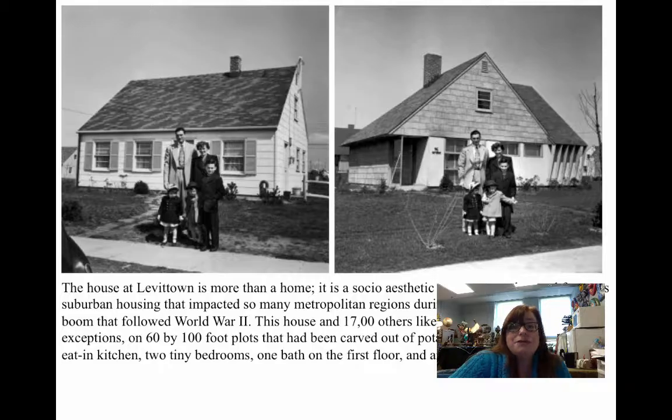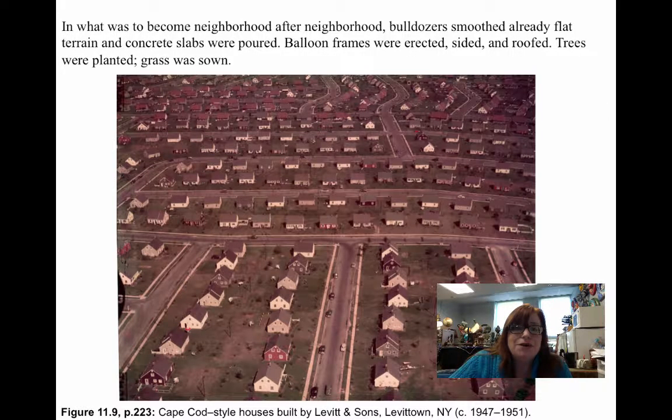And well, this is the beginning of the suburbs, essentially what you're seeing here, where you could have row after row after row of identical homes. So bulldozers would have smoothed already flat terrain and poured concrete slabs for the foundation. Then they would erect the balloon frames on top of those, side them, roof them, trees planted, grass sown, kaboom, you've got a neighborhood.